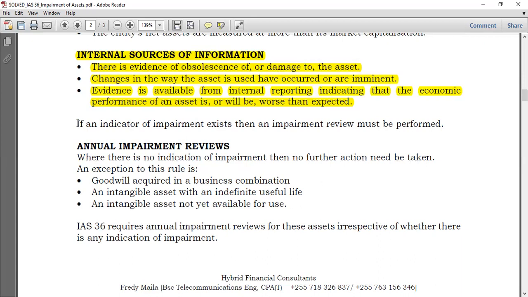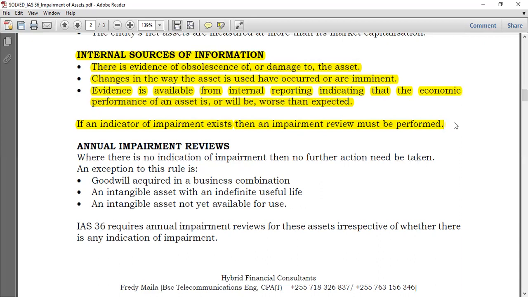Now understand this. This is a very important point that a lot of people skip, but you have to be careful here. If there is an indicator of impairment, which are just checked here, then an impairment review must be performed. I hope you got that. So an impairment review is not just performed every year, no. You first check if there is an indicator of impairment and then you perform it.